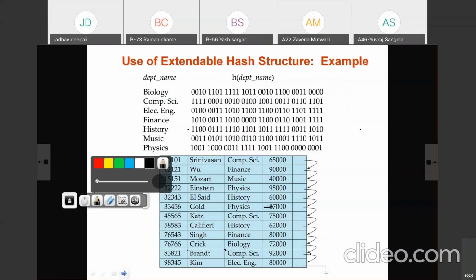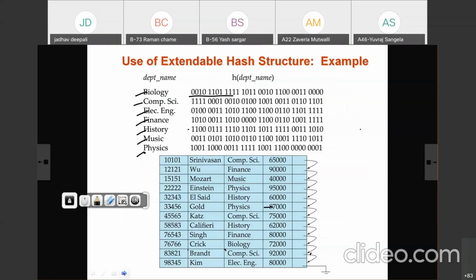Biology department, 0101, a 32-bit value, as B is equal to 32. Computer science, these values, electrical, finance, history, music and physics. So considering these hash values, these are according to whatever hash function is used. These values are calculated. Now using these values and these records, we are going to insert them using extendable hashing.